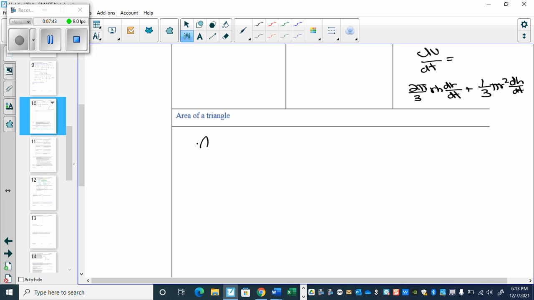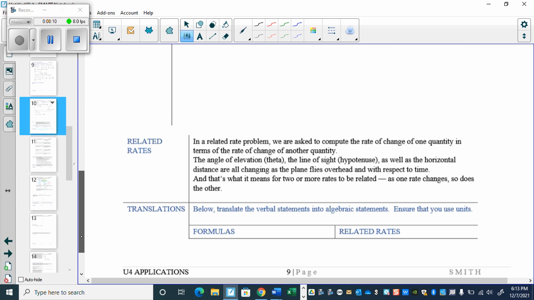So the area of a triangle is 1/2 the base times the height. If I wanted to write this derivative, dA dt equals 1/2 h dB dt plus 1/2 b dh dt. And I use the product rule on that. Let's see if there's anything else.